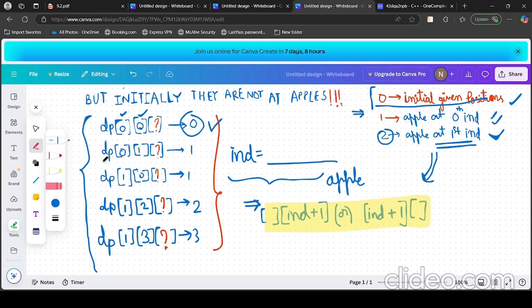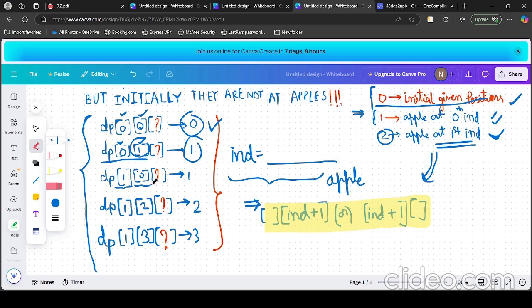And for example, if it is DP[0][1], Alice is at the initial given position and Bob is at 1. What is 1? The apple at the 0th index. So if it is DP[0][1], then what is the index of the apple we have to collect? It is 1, because Bob is at 1, so he is at the 0th apple. So the next apple to be collected is 1. Similarly, if Alice is at 1, which means he is at the 0th apple, and Bob is at 0.